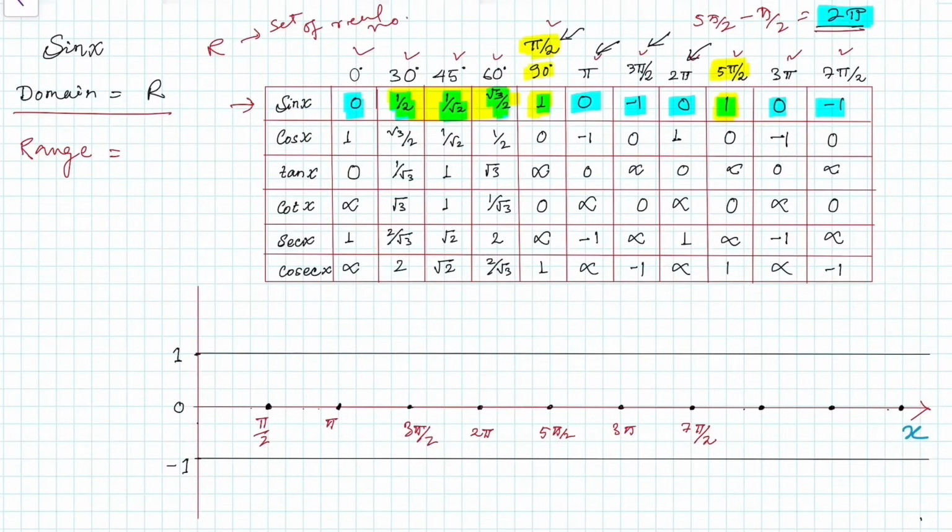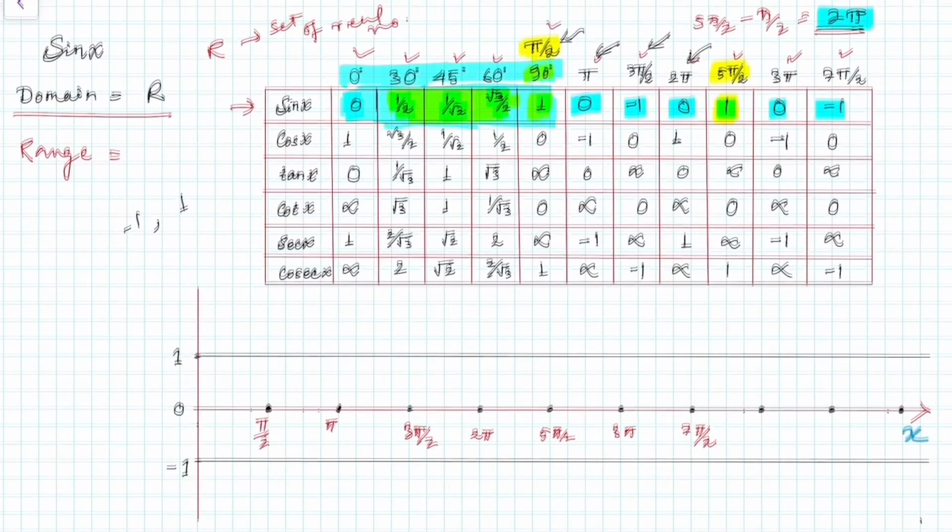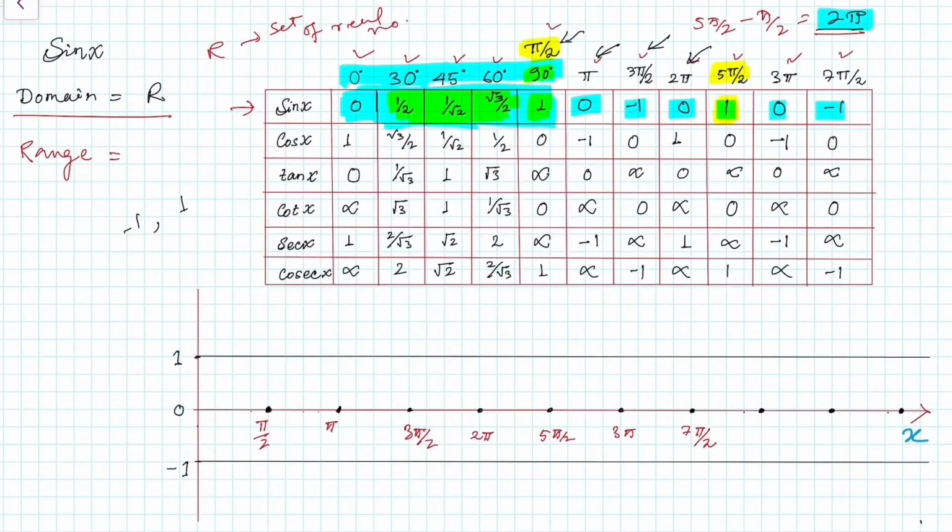Now if you observe the values of sine x carefully, you can see that all the values of sine x are lying between minus 1 and plus 1. And here, between these two points, pi and 3 pi by 2, going from 0 to minus 1, we have the values of sine x which are less than or equal to 0 and greater than or equal to minus 1.